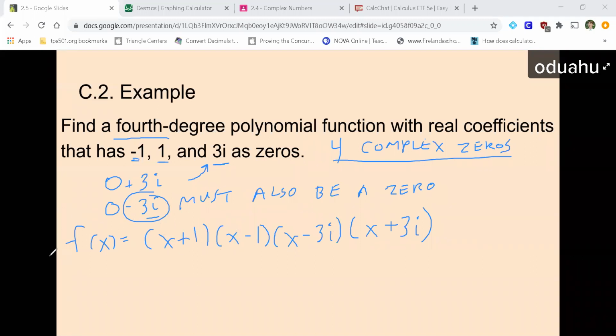I'm pretty sure I checked this in WebAssign. Tell me if I'm wrong. But I believe if you type this in, it will count it correct. If you want, you could multiply this out. I'm going to go ahead and do that once, and then I don't think I'm ever going to do it again. X times x would be x squared. X times negative 1 is negative x. Positive x, or 1 times x, is positive x, so those will cancel out. 1 times negative 1 is negative 1.